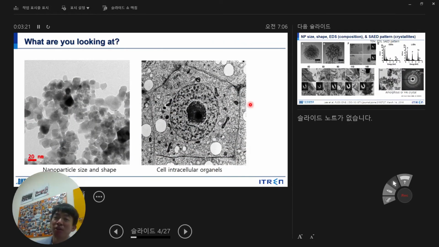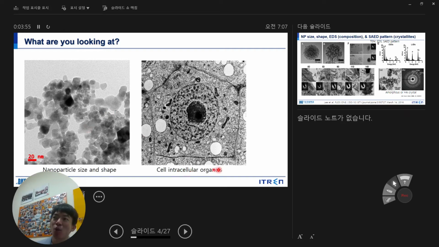So simply, what are we looking at with TEM images? You can look at the nanoparticle size and shape. For example, we can say the nanoparticle size is around 20 nanometers, and the shape is not spherical, not rectangular, just, how can I say, irregular morphology. And for the size distribution, if you measure one by one by hand, you can know the size, so you can make a size distribution curve.